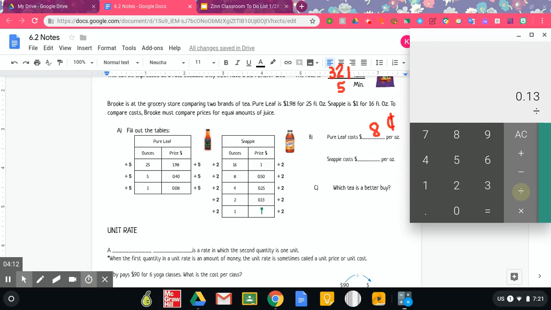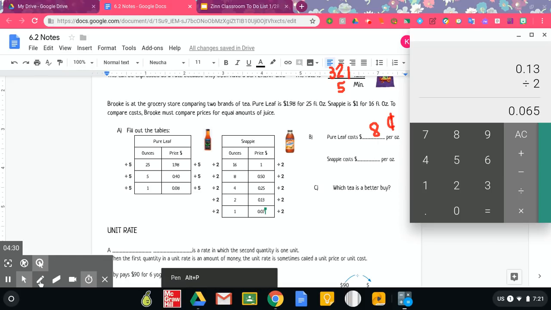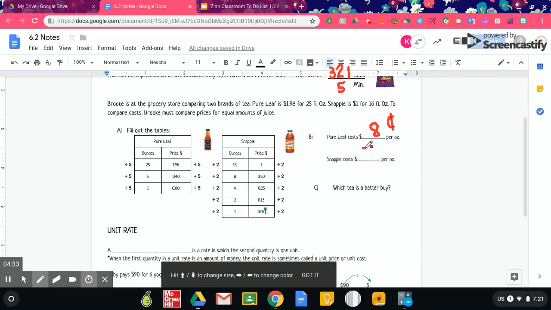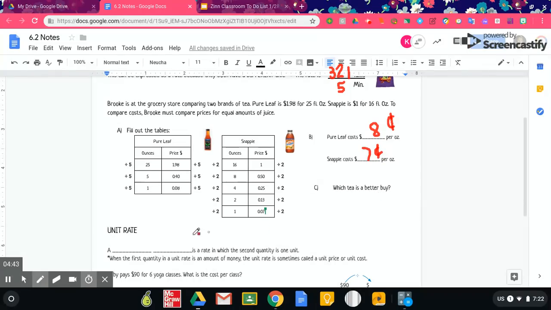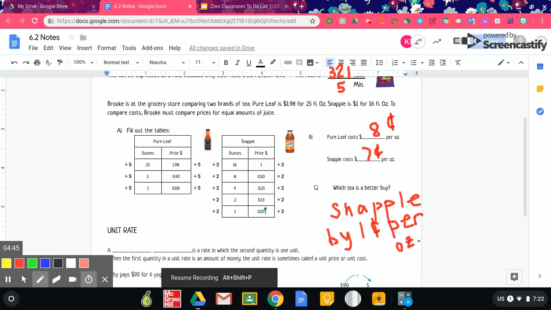0.13 divided by 2 equals 0.065. So rounded to the nearest cent, that would actually become 7 cents. So 0.07, which means Snapple costs you 7 cents per ounce. So when it says which is the better buy, now you have the data to figure that out. Technically, Snapple's the better buy by 1 cent per ounce. It's really sloppy, but it says Snapple by 1 cent per ounce.